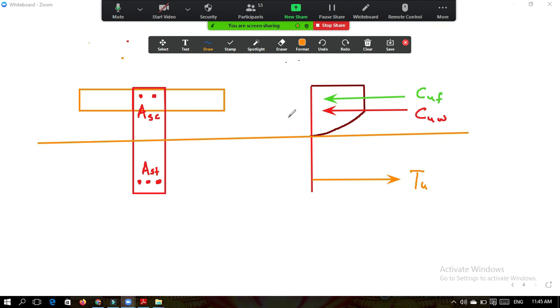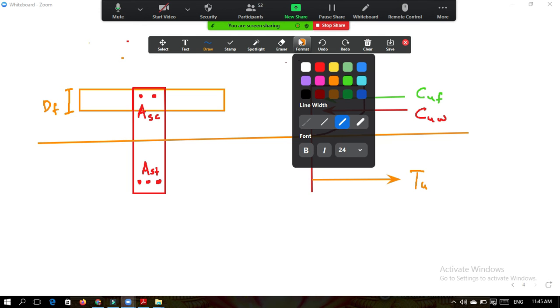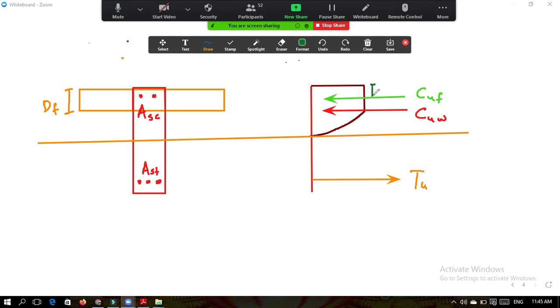Suppose this distance is DF, as is already known to you. Then the distance of this CUF force is DF by 2. And this distance is standard, you know that it is 0.42 x. From that you will get the lever arm. But now, instead of showing this DF by 2, see what is happening over here.